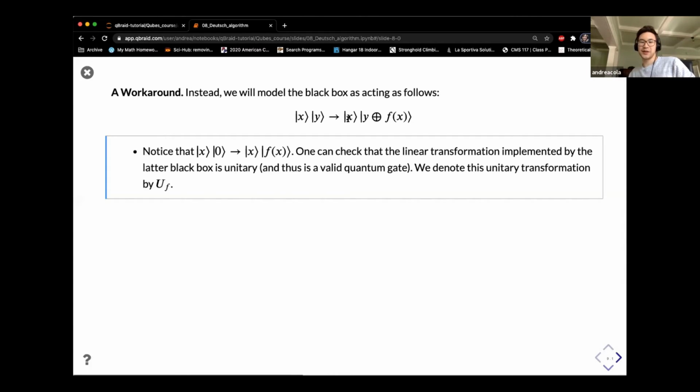So it's always possible to reverse this transformation. The way to see it is, given x and y plus f of x, I can always go back and recover x and y. Whereas before, in the case that the function f was constant, if I'm given an output 0, I don't know if it comes from a 0 or from a 1. Whereas here, because I'm keeping track of the input, I can always undo this.